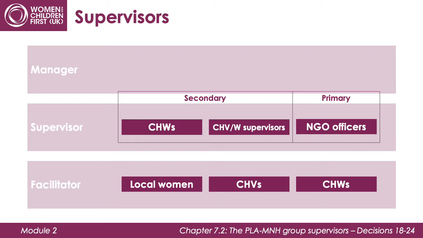Then, over the program lifetime, the NGO officers build the capacities of the CHWs or CHV or CHW supervisors at the same time as handing over more and more responsibility in relation to supervision. This means that by the end of the program, the roles are reversed. The CHWs or CHV or CHW supervisors become the primary PLA-MNH group supervisors as the NGO officers phase out.